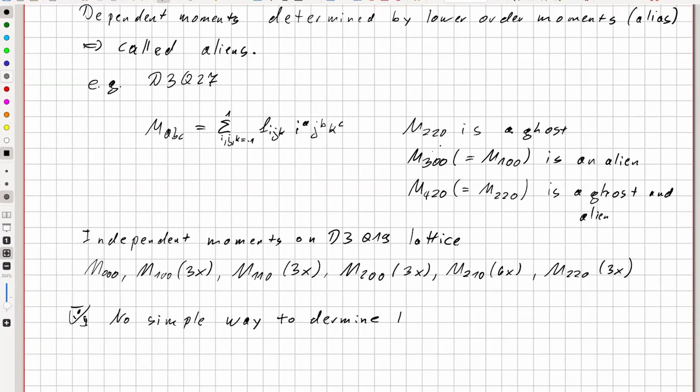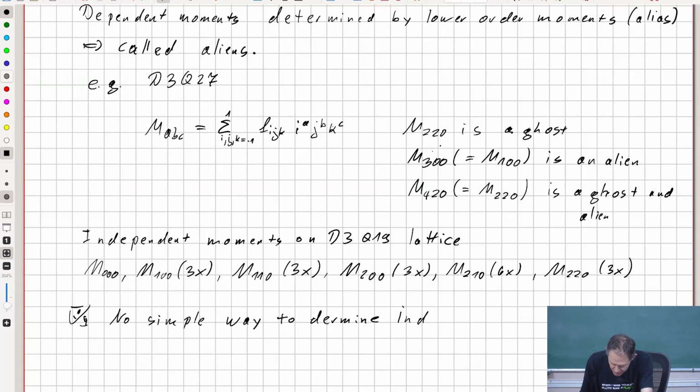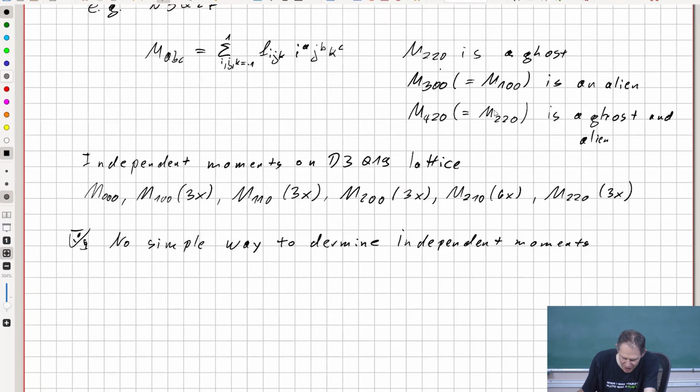Okay, no simple way to determine independent moments. Maybe this is the reason why it takes so long in between that new lattices are found, and there are not so many possibilities anyway. Okay, so there is of course a way how humankind has apparently done this. I always just look at it and try to figure it out somehow.